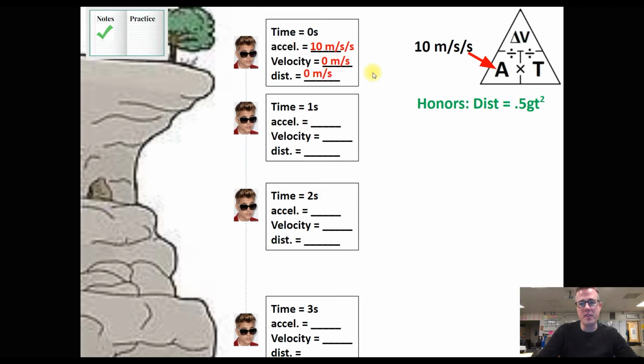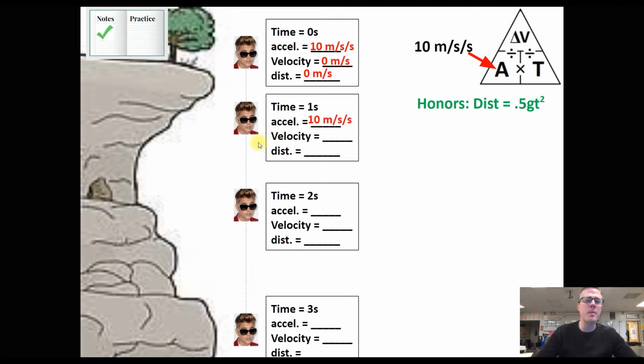So 0 for his distance also. So the time 0 is a pretty easy one. Let's think about 1 second later. 1 second later, think about this. Did the acceleration of gravity change? Hopefully you're saying no, he's still on Earth, so the acceleration of gravity should still be 10.